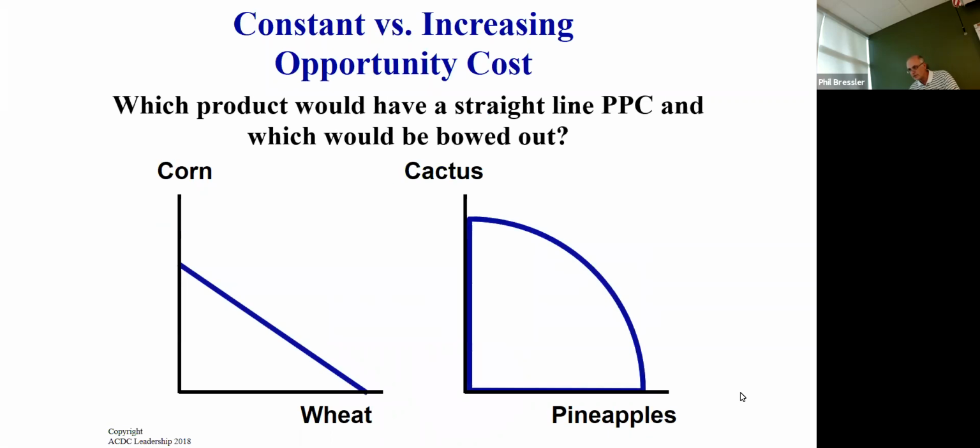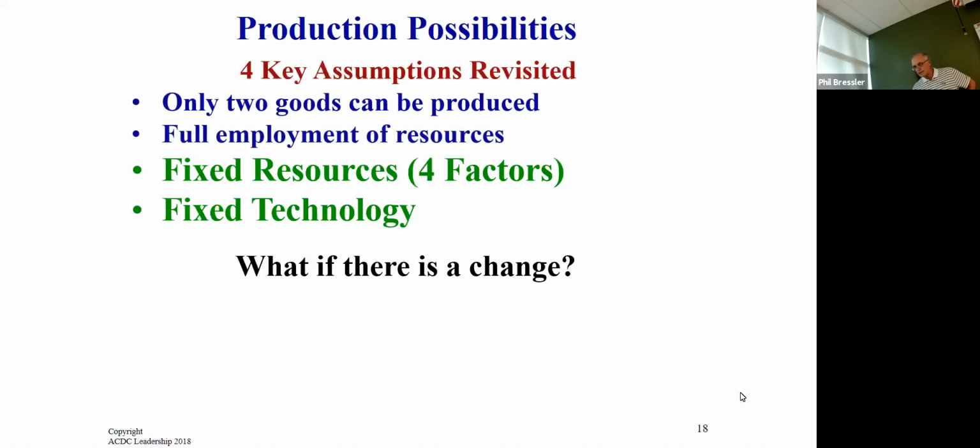All right. So here you go. The corn. Carter, what do we know about the corn and the wheat? Their resources are adaptable. Okay, and the opportunity cost is constant. And the other one, cactus and pine? It's increasing and their resources aren't adaptable. Great, thank you.